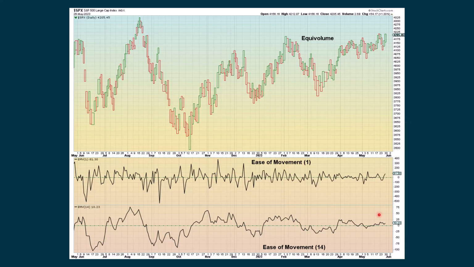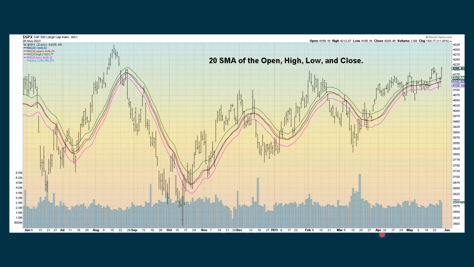Ease of movement, I mainly look at the 14 period. When we're above the 0 line, that's positive. When we drop below it, that is more negative. And then I take a 20 period simple moving average of the open, high, low, and close. When we're really trending, sometimes these areas will act as support or resistance. We've been able to climb above all of these areas currently.